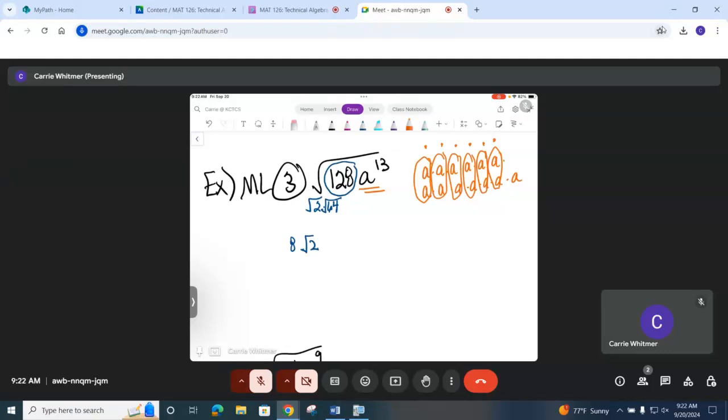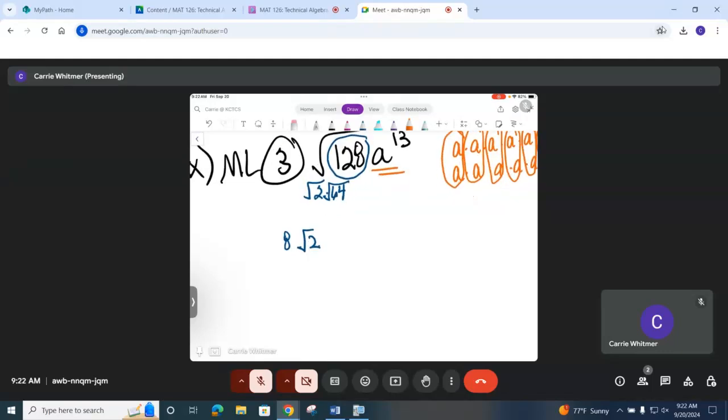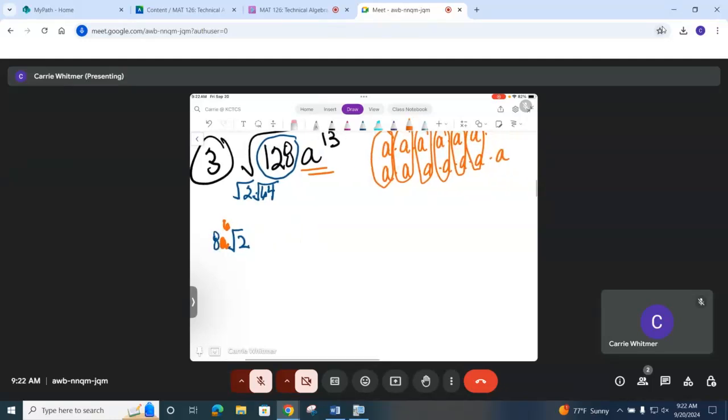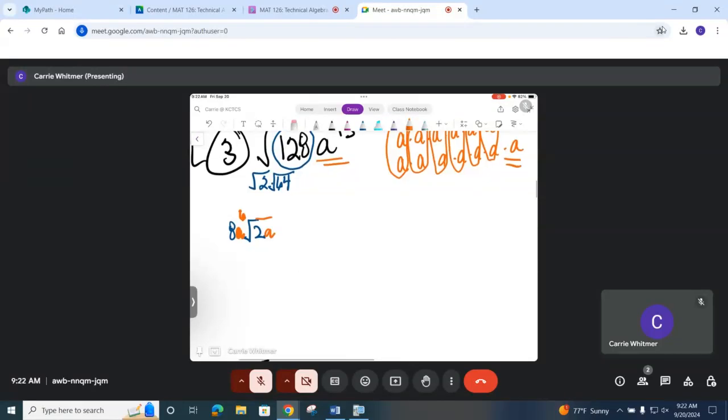So I can write an a to the 6th outside there. And then this a that did not have a group, it stays under the radical with the 2. That's a little messy to see, so let me write that again. 8a to the 6th square root of 2a.